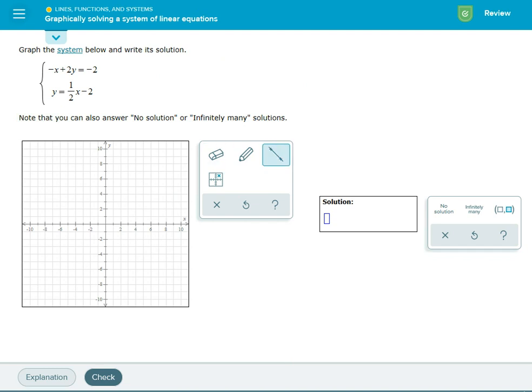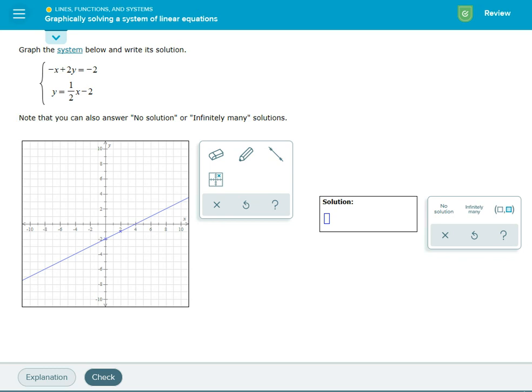I'm going to graph it as a line, so I click on my line tool, and my y-intercept is -2, so go down to -2 and click, and then my slope is 1/2. So from this point here, I'm going to go up 1 over 2 and lock it in. So you can see it's crossing at -2, and then if I went up 1 over 2, there's my other point right there.